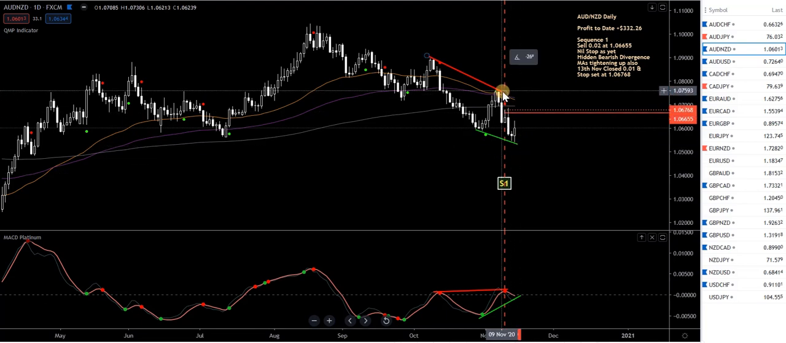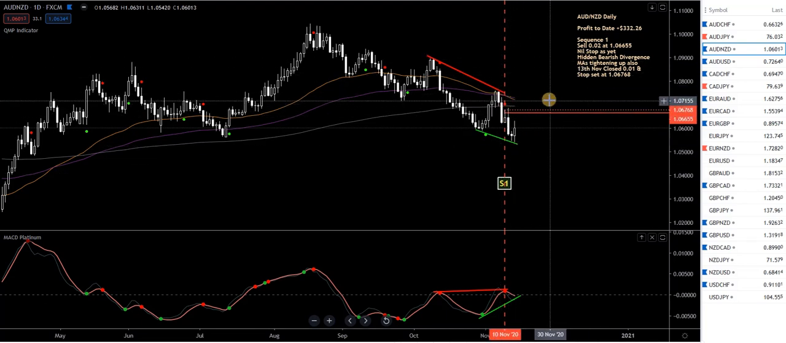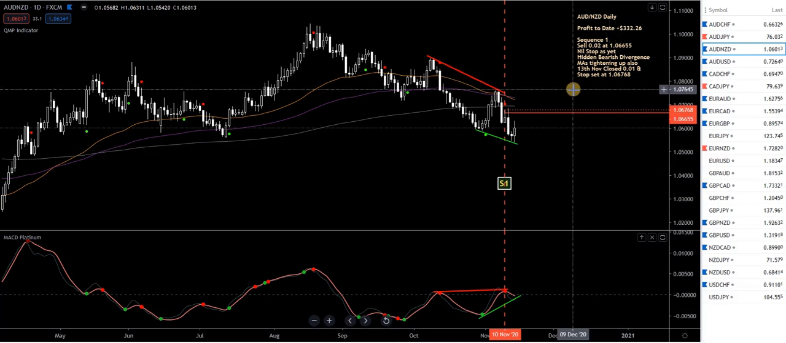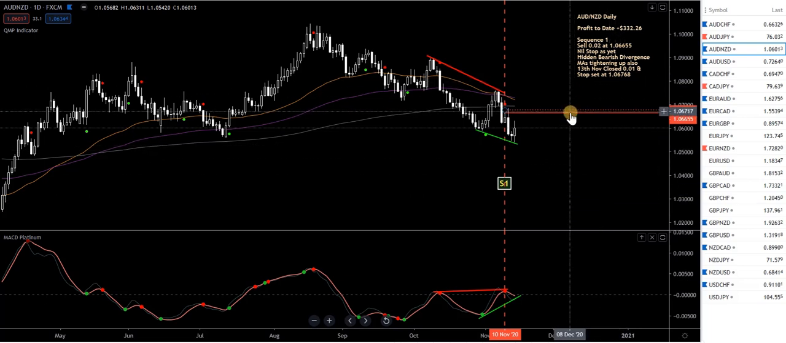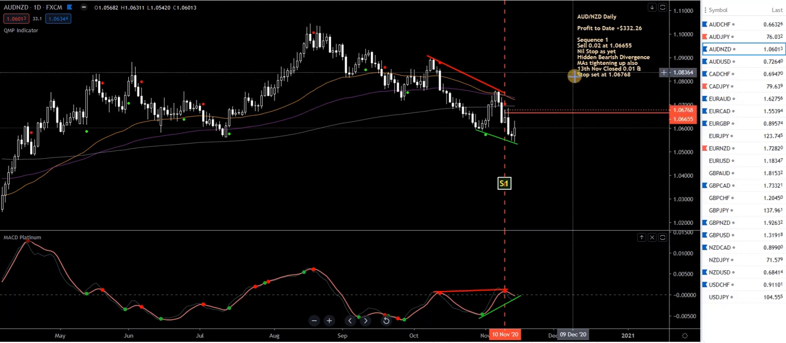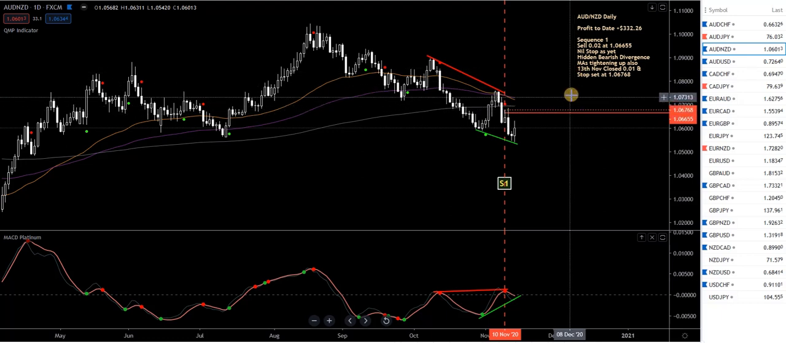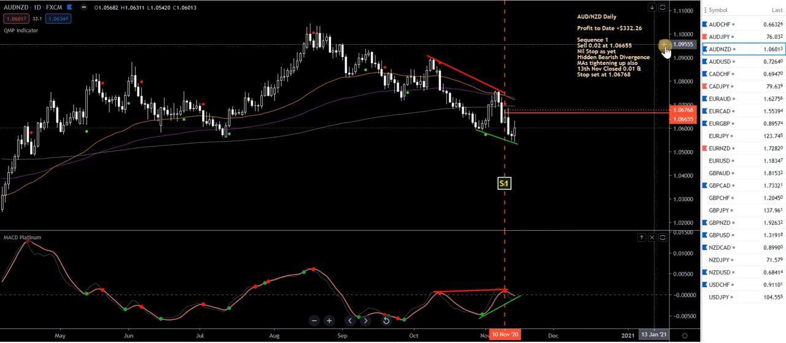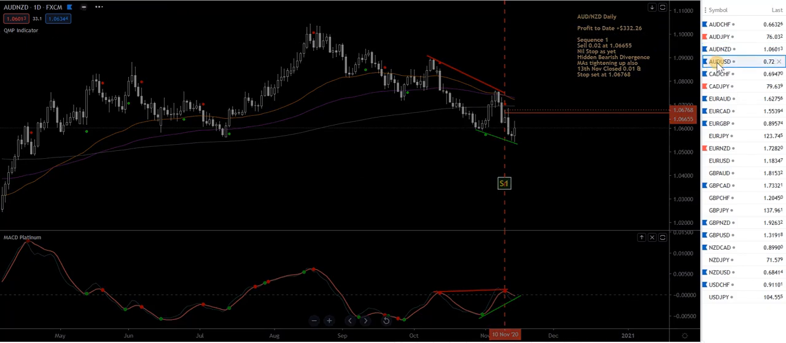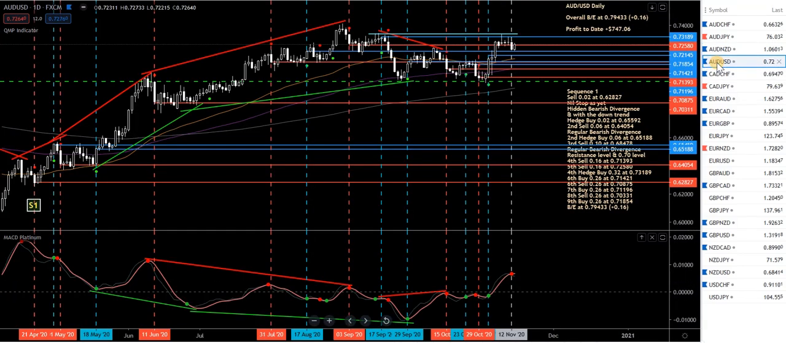So at the moment I'm in a sell, and you can read my notes, stop in place. I've already closed half. I can't lose overall in this trade, even if I got stopped out on the remaining half. I'd take a small loss, but overall it'd be a profitable trade. Profit to date, you can see my $332 there. It's all on the spreadsheets too, you can read about.